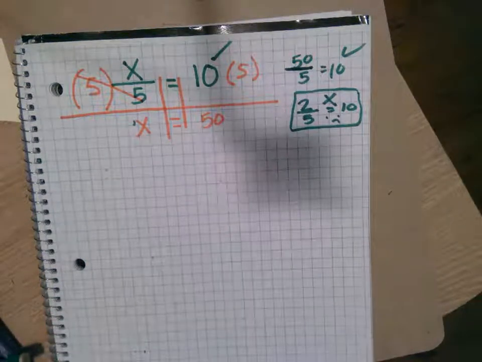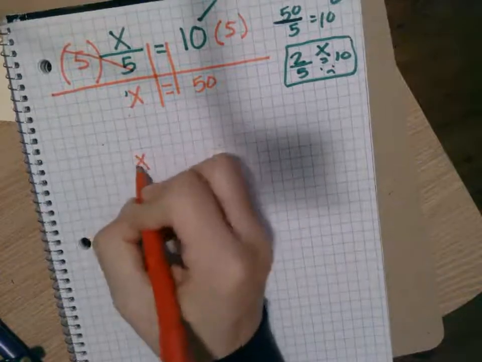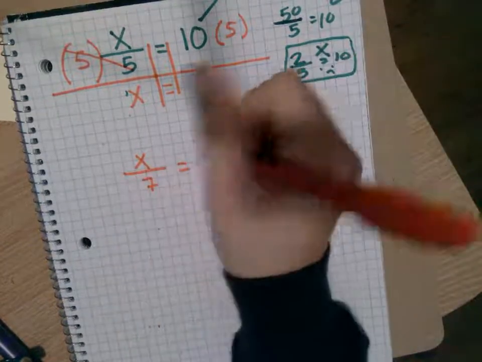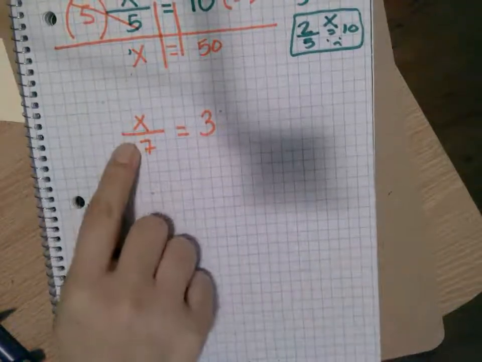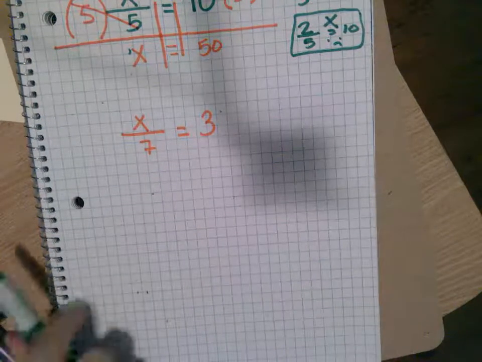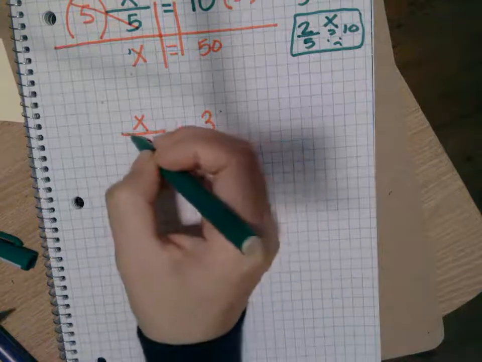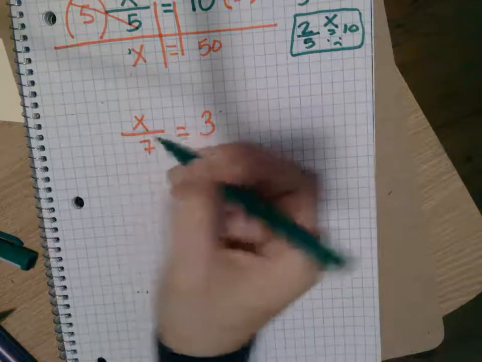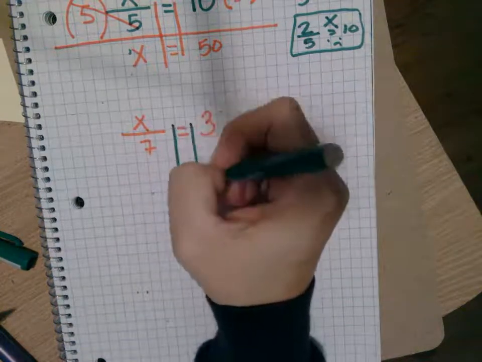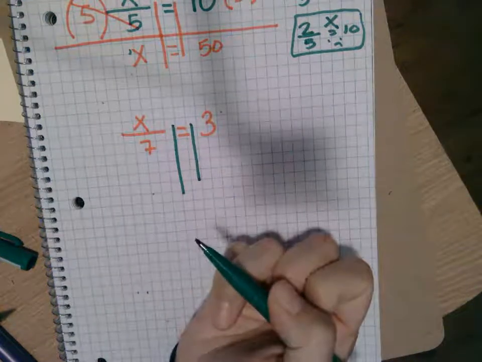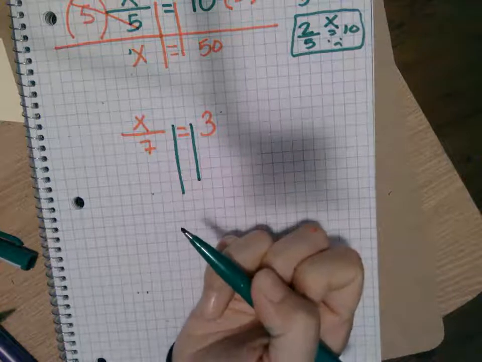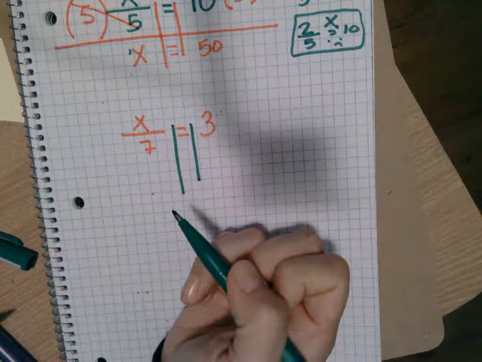All right, let's try another one. x over 7 equals 3. So when I say over, it means to divide, right? So here's a division problem. I'm going to draw my bars. Instead of dividing by 7, what are we going to write down to show our work so we get full credit for this? Times 7.